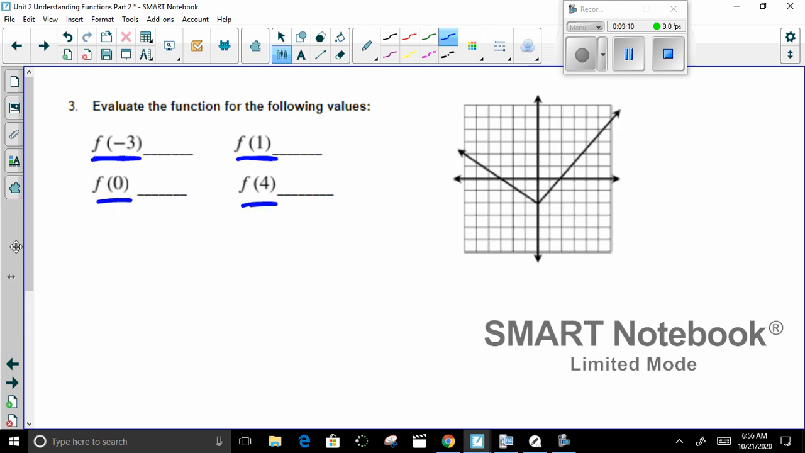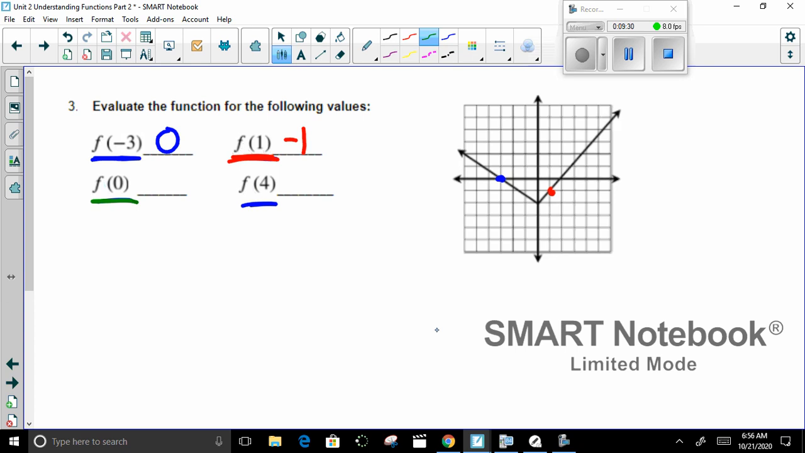F of -3. Where is x -3? Well, looks like I'm right on the graph, so I'm not going up or down, so y must be 0. F of 1. When x is 1, looks like I need to go down just 1, so y is -1.